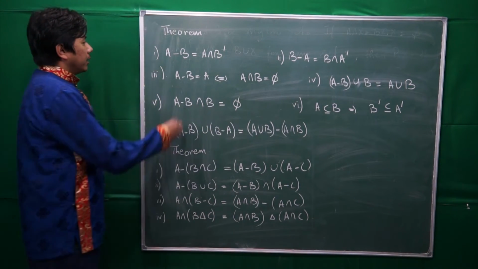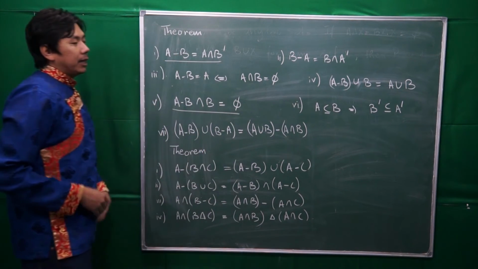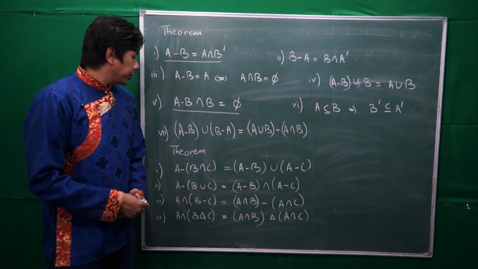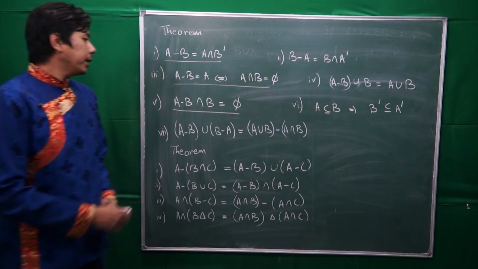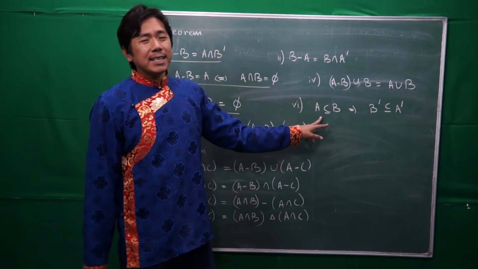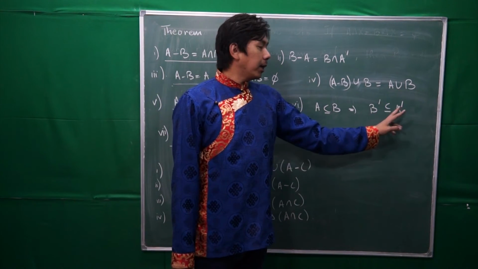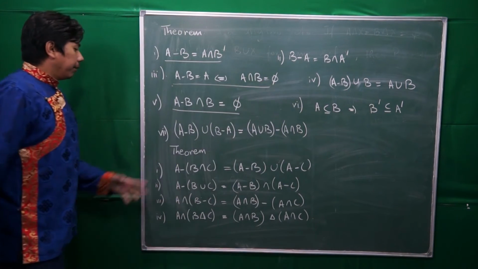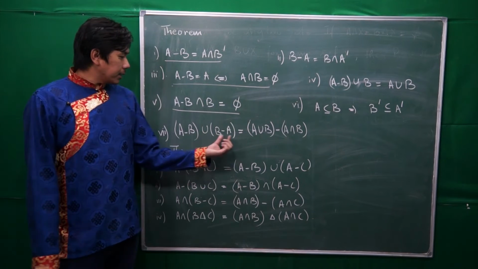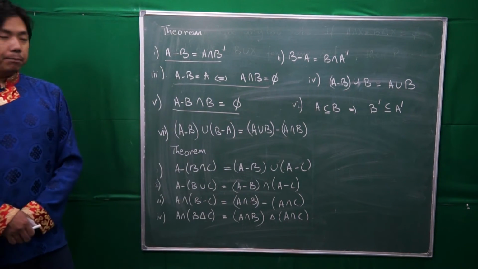So certain theorems are very important. They come about again and again in every question. Something like this. And then fourth is, if A is a subset of B, then that means that B complement is also a subset of A complement. A minus B union B minus A would give me A union B minus A intersection B.